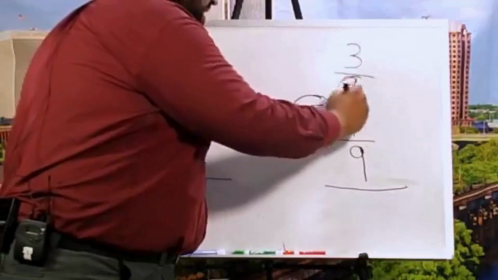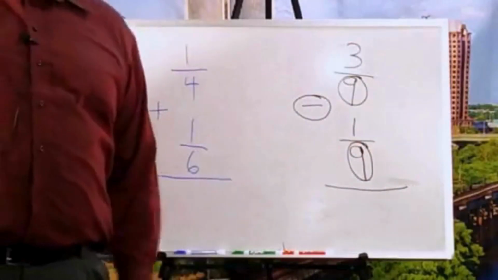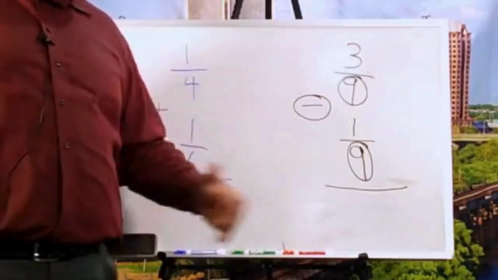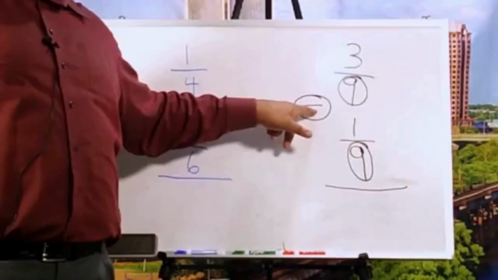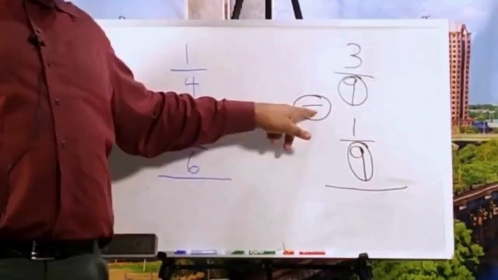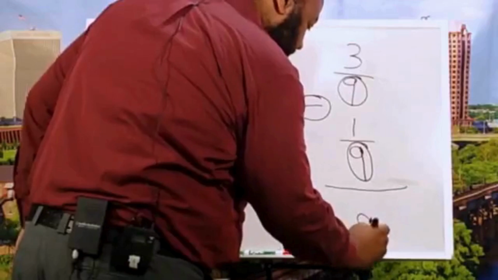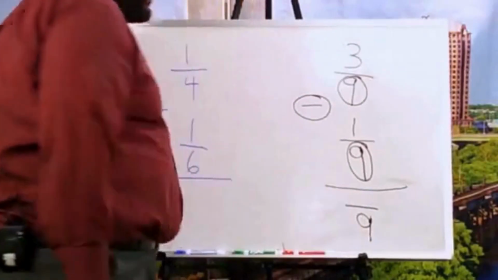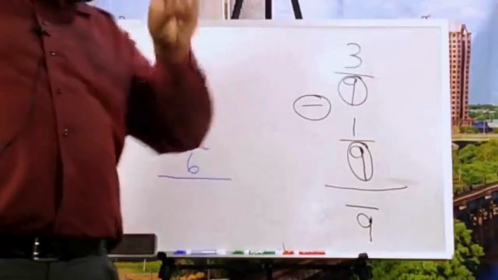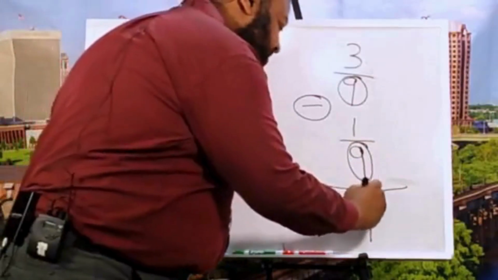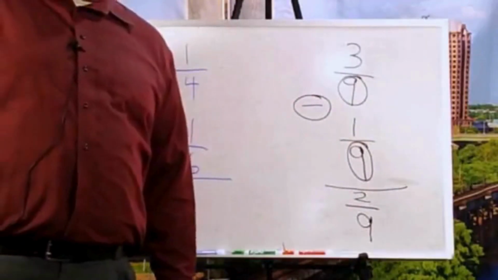So I have a 9 and I have a 9. They are the same. Since they are both the same, guess what, folks? All we have to do is we can add or subtract. In this case, what have I circled? I've circled the subtraction sign. So I'm going to bring my 9 down. And 3 minus 1 leaves us with 2. So my final answer here is going to be 2/9. Questions or concerns?